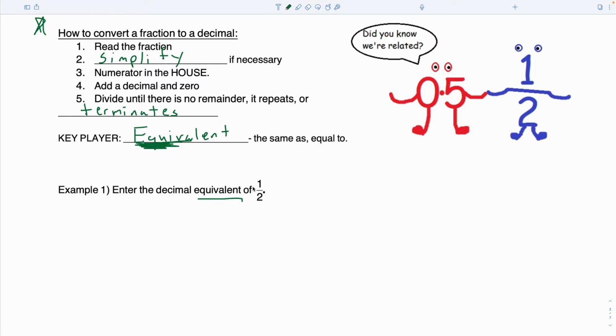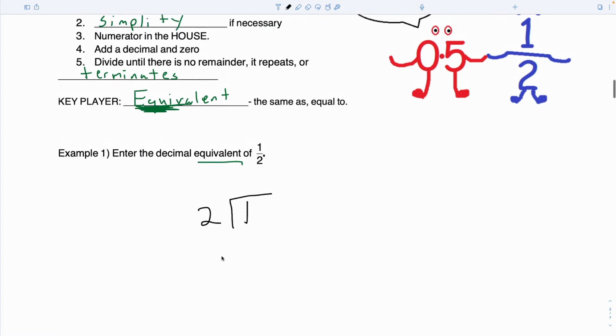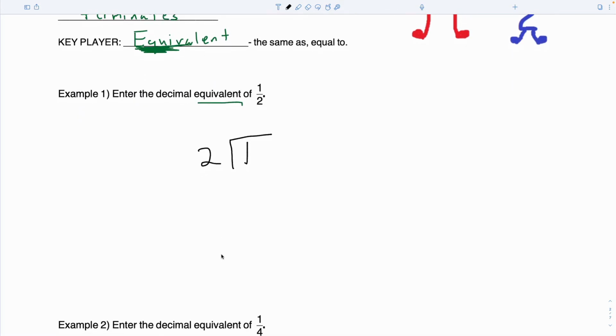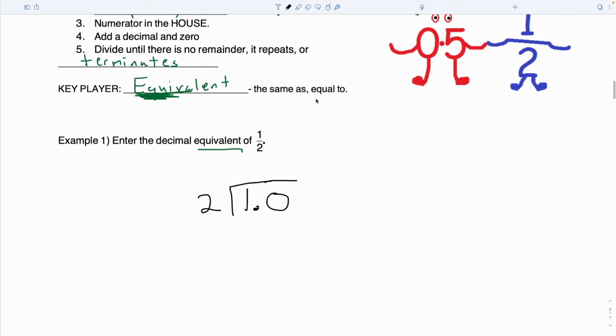First step is to read the fraction, 1/2. Simplify if necessary. I can't simplify it, so we're going to put the numerator in the house. Here it goes. 1 goes in the house, 2 goes outside. You're going to then add a decimal and a 0. Since 1 can't divide by 2, 1 is smaller than 2, I add a decimal and a 0. Chad, I said 1 is smaller than 2, so I can't divide. I added a decimal and a 0.